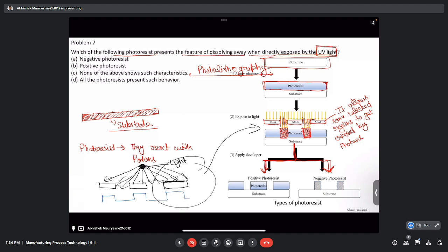Okay, so after the reaction, we will apply a developer. Developer is nothing, it is some chemical. We apply some chemical so that it will react. This developer will either react with the exposed region of the photoresist, or it may react with the unexposed region of the photoresist. So if we applied the developer chemical and the photoresist is positive photoresist, then the developer will react with the reacted portion of the photoresist.